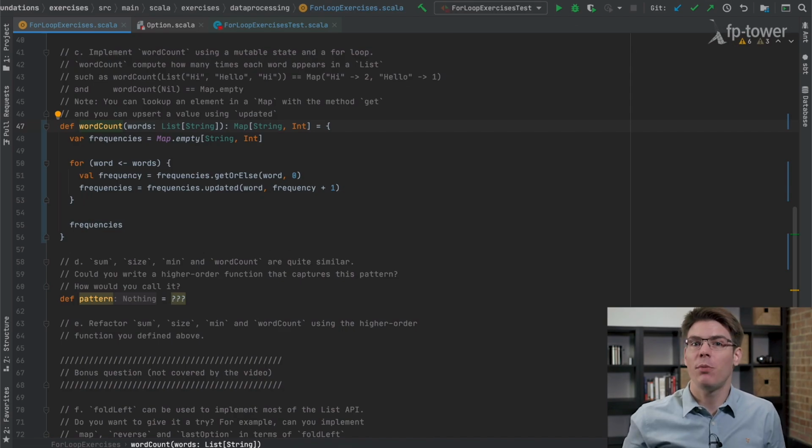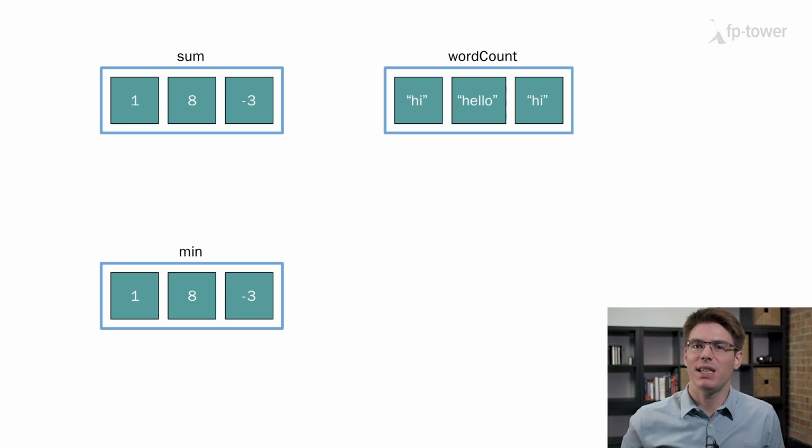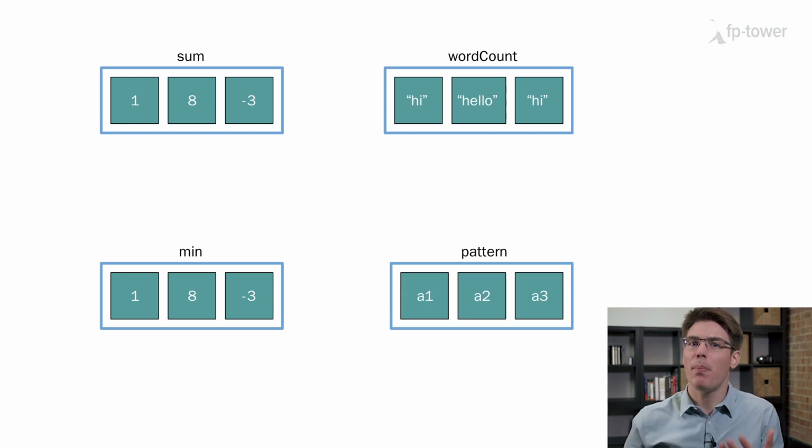Okay, so it's probably not obvious how we can generalize these four functions. One thing that might help us is to visualize their behavior. So here I'm displaying the input list for the functions sum, mean, and word count. And we can see that they all take a list as an input, and that the type of the list may vary. So pattern, the generic function that we are trying to implement, will need to take a list of A with values A1, A2, and A3, where A is a type parameter.